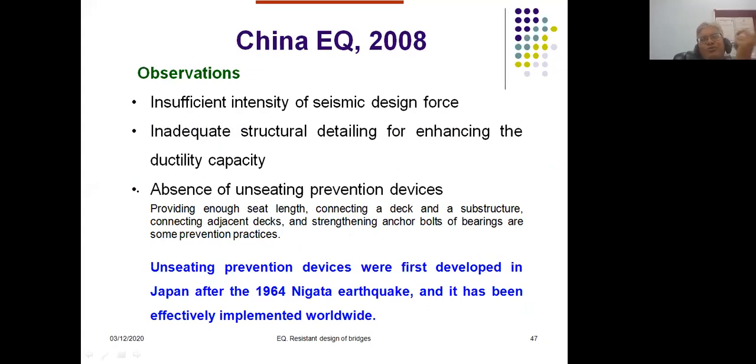Now, based on these past two earthquakes, I think you can recall some of the observations, that is, insufficient intensity of the design forces. Earlier, naturally, we did not have much knowledge of earthquakes, and because of that, structures were designed for lesser accelerations. The same thing was observed: insufficient intensity of the design seismic force. Inadequate structural detailing for enhancing ductility. Ductility is the important thing, and structural detailing is an important parameter to achieve ductility.